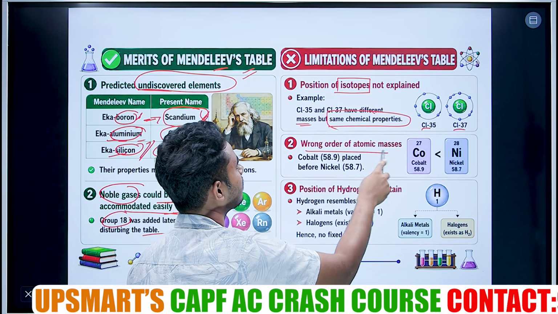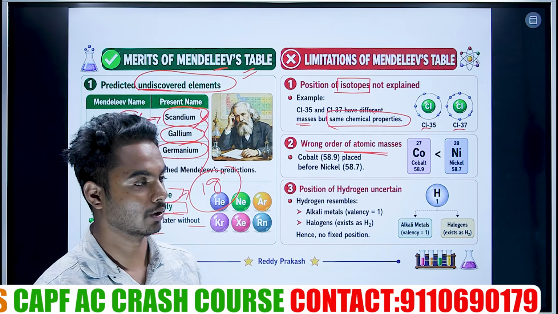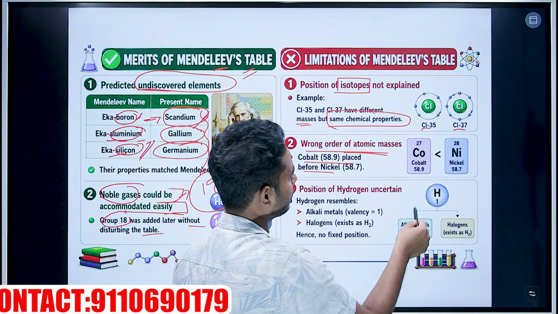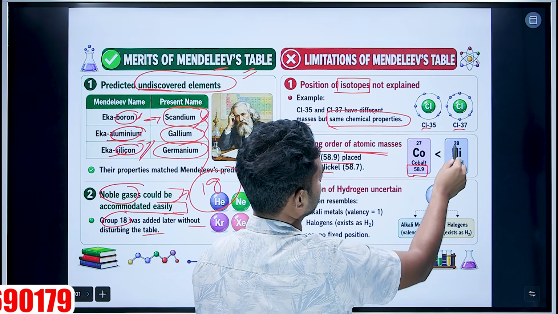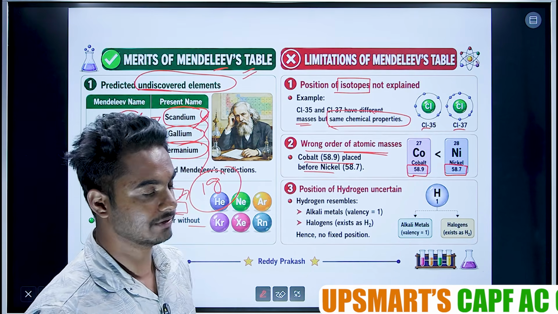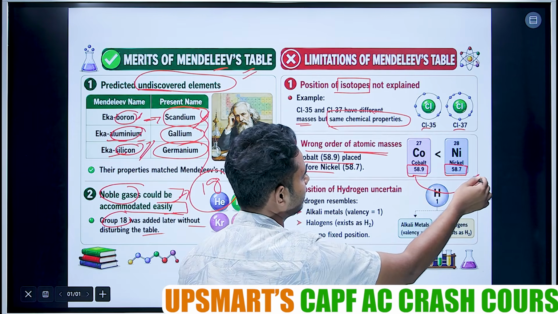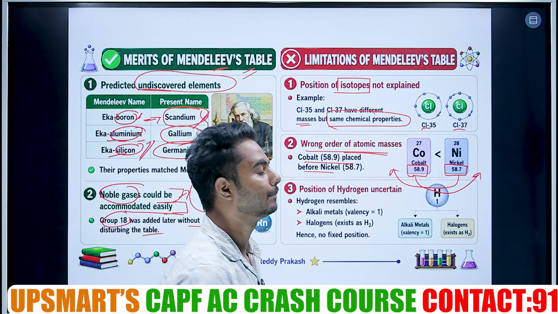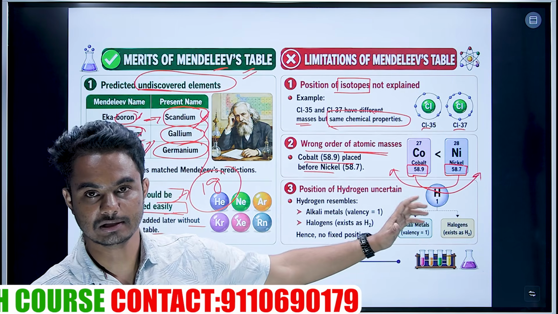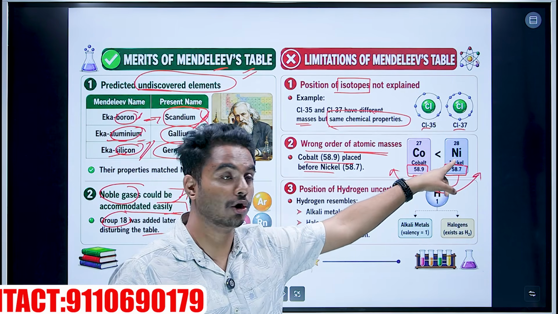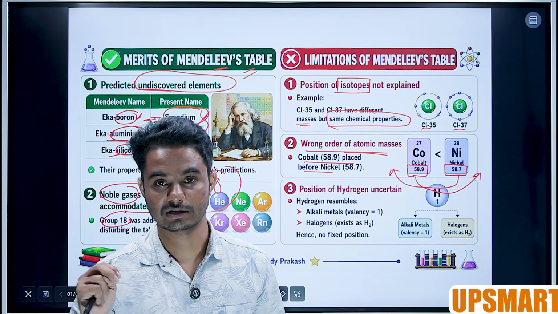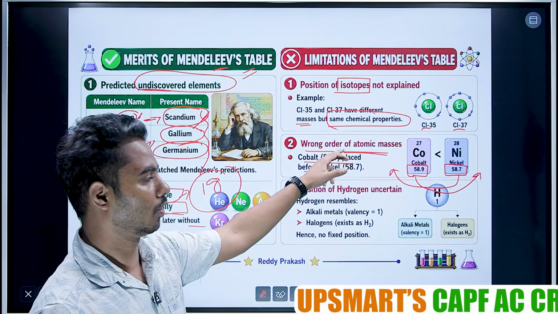Next, wrong order of atomic masses. He made some mistakes also. To agree, he made some mistakes also. He told that cobalt has atomic mass of 58.9. Nickel has atomic mass of 58.7. If you see factually, cobalt should come after nickel in the periodic table of Mendeleev. But he misplaced them. So that is a slight mistake. Be it only 0.2 difference, but that makes a lot of difference in the reactions and research. Wrong order of atomic mass.